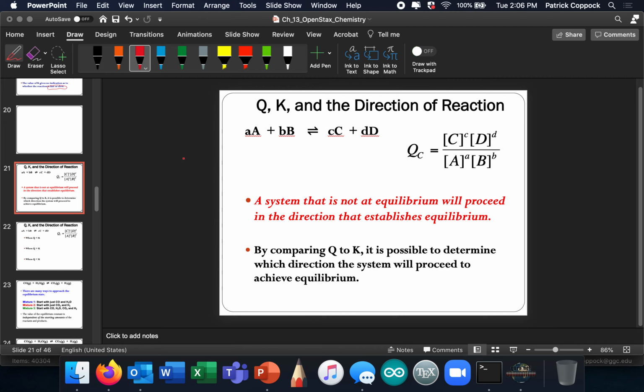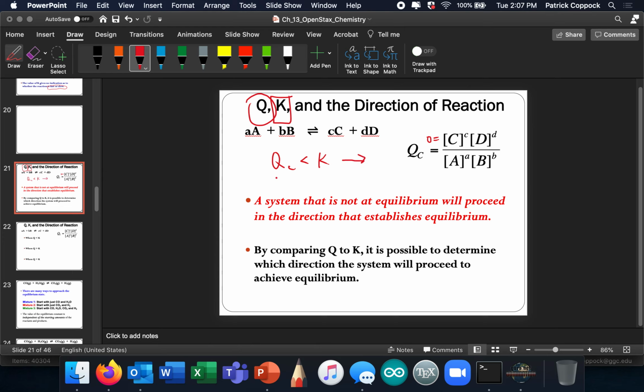Okay, so let's tease this out a little bit more. We have the reaction quotient, and we have the equilibrium constant, and we know that at equilibrium they're the same, right? Now, we also know that at the beginning of a reaction, the products are zero. If the products are zero, Q is going to be small, right? So we could say that when QC is less than K, the reaction is going to go in this direction.